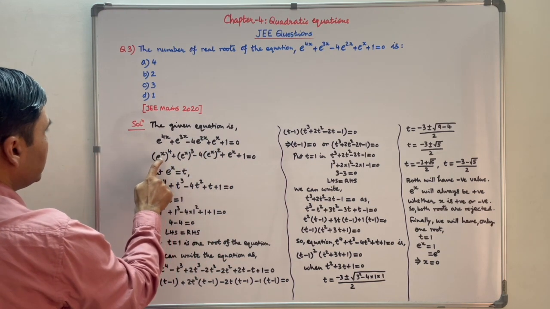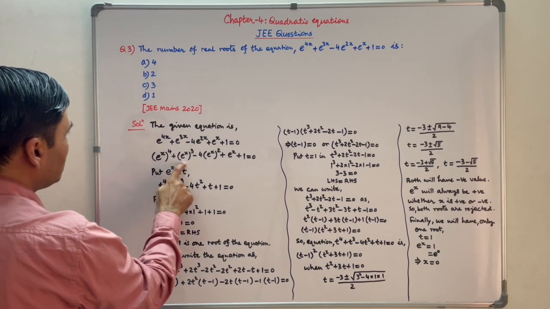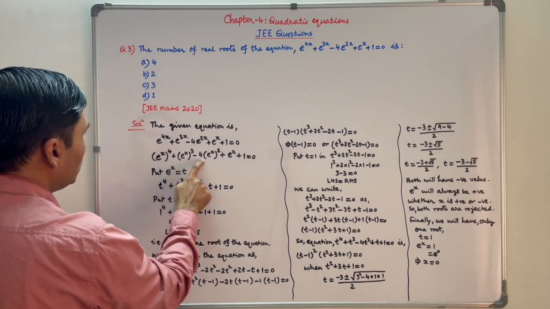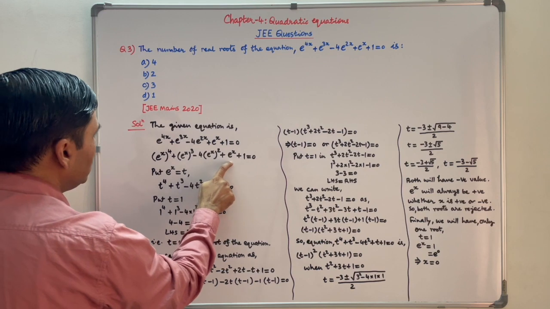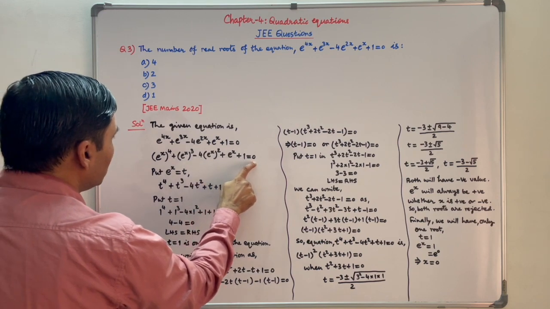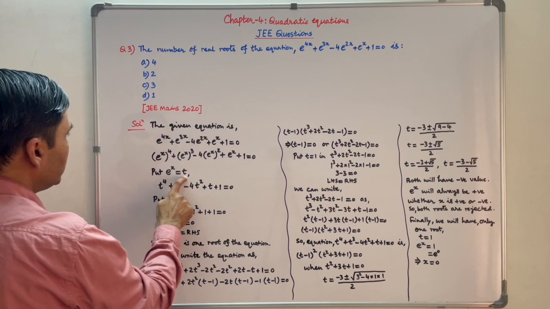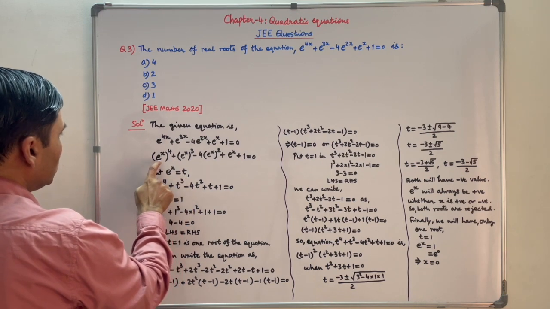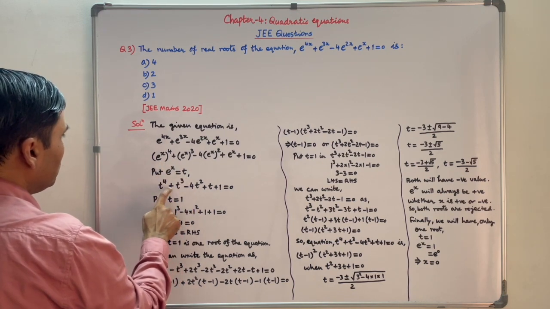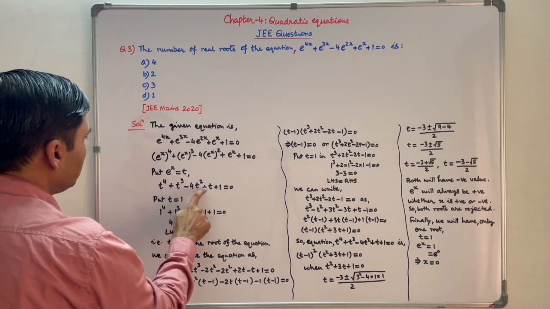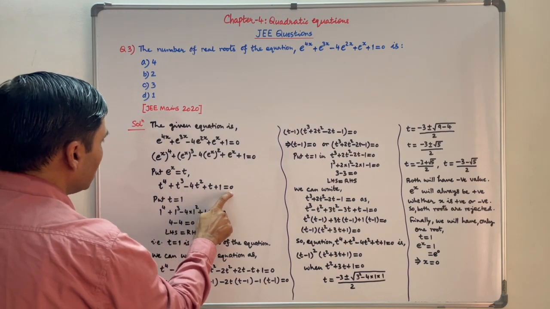This can be written as (e^x)^4 + (e^x)^3 - 4(e^x)^2 + e^x + 1 = 0. Put e^x = t so that the calculation will be easier. So this equation becomes t^4 + t^3 - 4t^2 + t + 1 = 0.